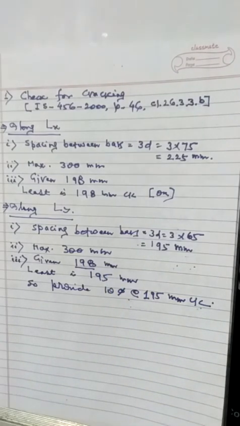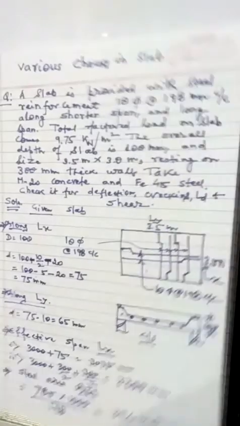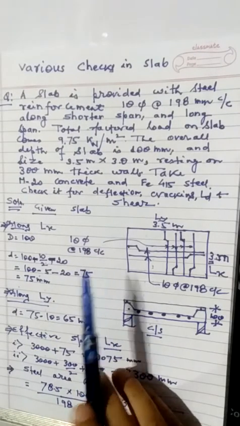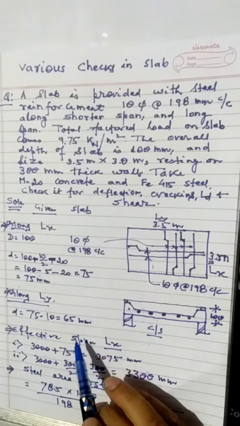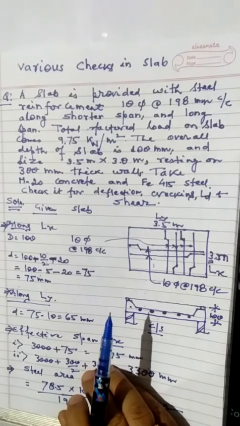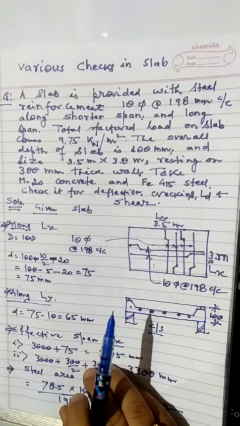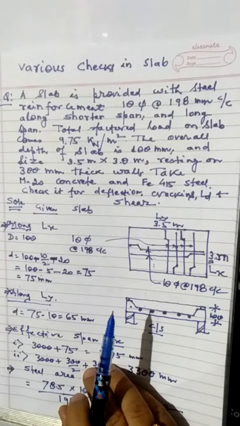So this way we have completed the most important checks which are applied in slab design, and this is applicable for all types of slab, either one-way slab or two-way slab or one-way continuous slab. So I think with this information you can apply various checks whenever you design a slab.